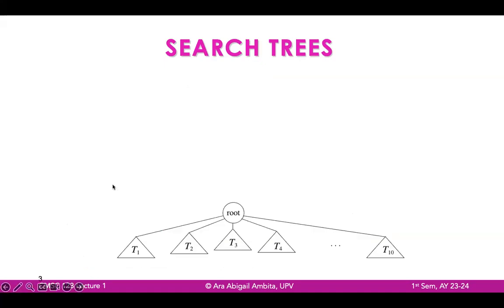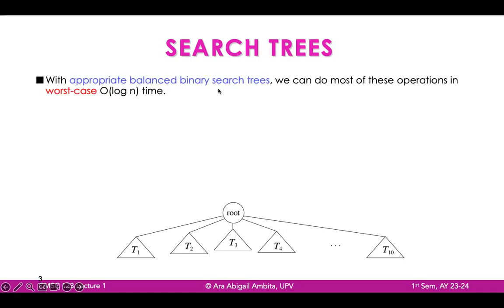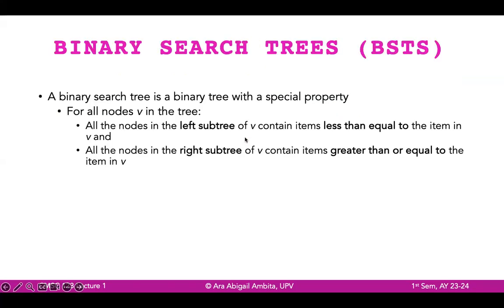So, thank goodness for search trees, the topic we are going to discuss today, because we can do most of these operations in worst case O(log n) time. How can we do that? With appropriately balanced binary search trees. With binary search trees, and more specifically balanced binary search trees, we are able to perform these operations like searching, insertion, deletion, finding successors or predecessors, etc.